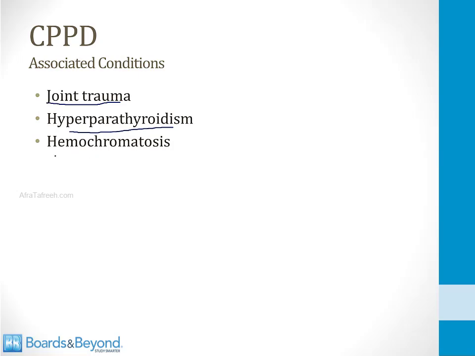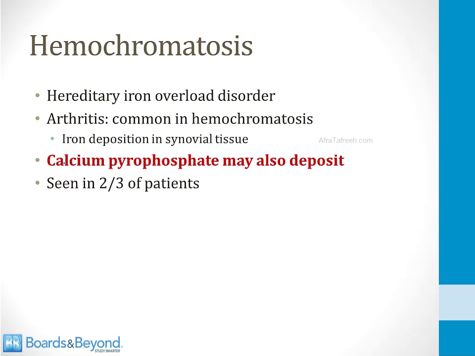And then finally, hemochromatosis is strongly associated with CPPD, and this is a little bit confusing, so let's talk about this now. In the GI section, I have a video on hemochromatosis, and in that video, I talk about how there is a hereditary form of this disorder where patients develop iron overload in a number of tissue beds. And in that video, I mentioned that arthritis is common in hemochromatosis, and that's because iron deposits in synovial tissue.